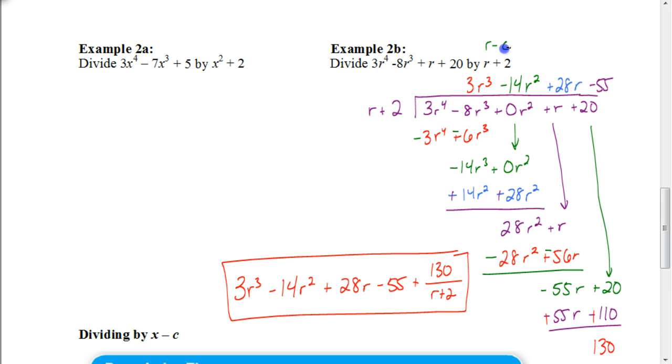So it's always helpful if you know that little trick, because even for this previous one, notice how this is in that form, r minus c, where c would have been negative 2. You could have put negative 2 into this function and gotten 130 as your answer, and then you would know that that's the remainder that you should get.